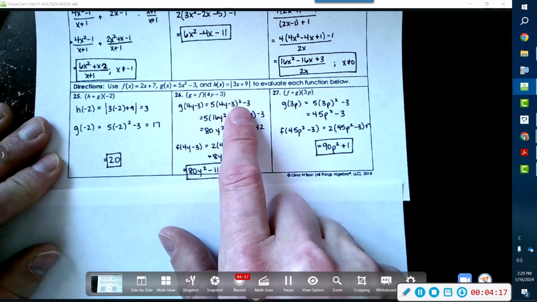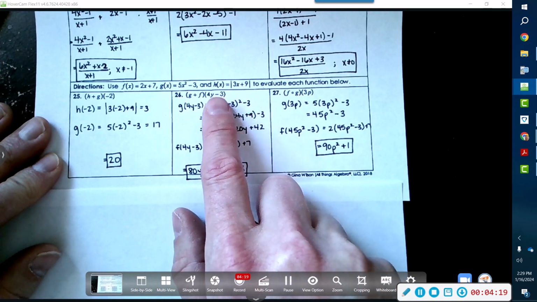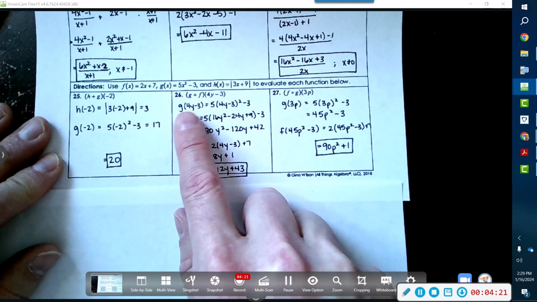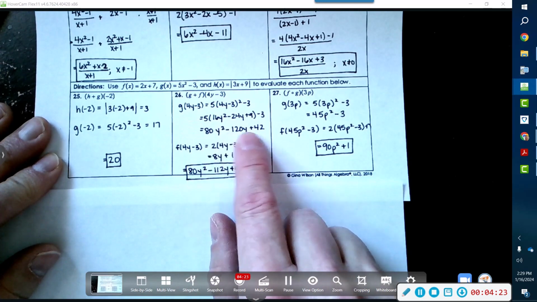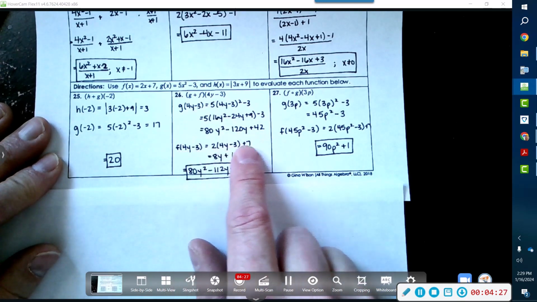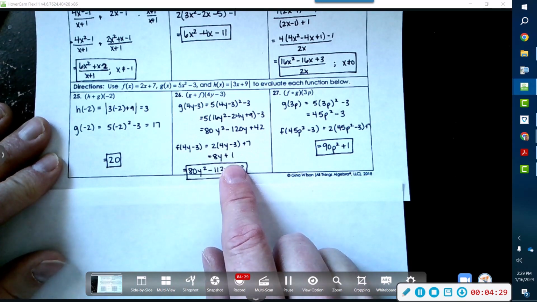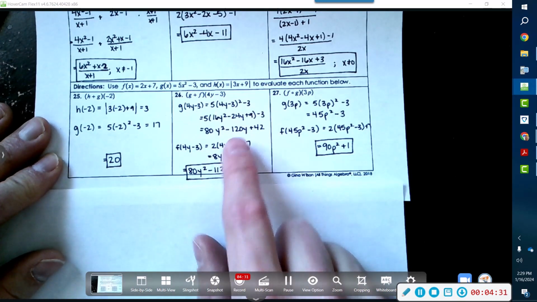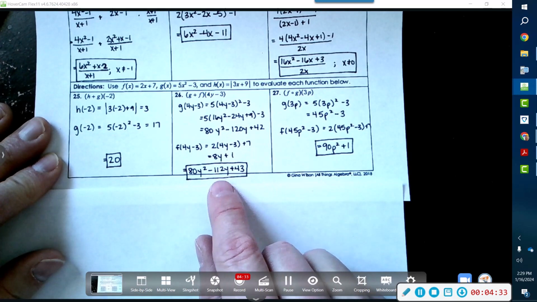Looks like we've got this 4y minus 3 gets put into the g. Get that. Okay, annoying. This guy goes into the f. Kind of annoying, but doable, not too hard. And then you just simply add these two results together. And that's this guy.